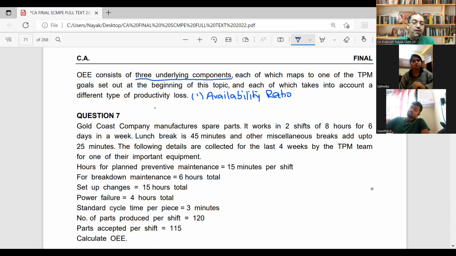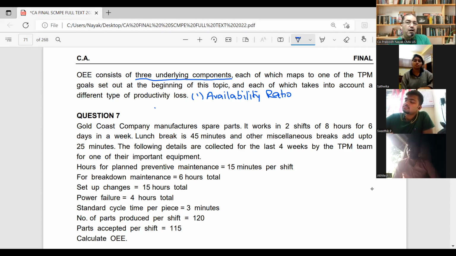Okay. So availability ratio is the time actually used, taking into consideration all the breakdowns or the holidays or the in-between time. Suppose for lunch hour you are switching off the machine, then that particular time, then the time required for servicing the machine, you are not actually using the machine. So all these times you deduct. Actual time used by the machine divided by total available time of the machine. That is your availability ratio.